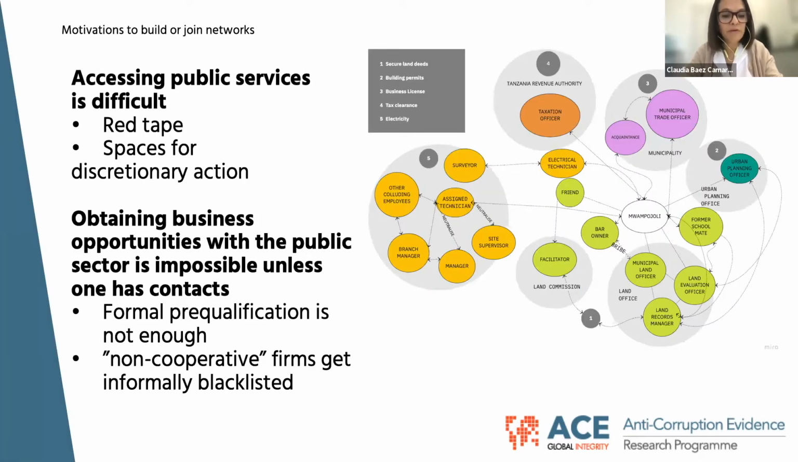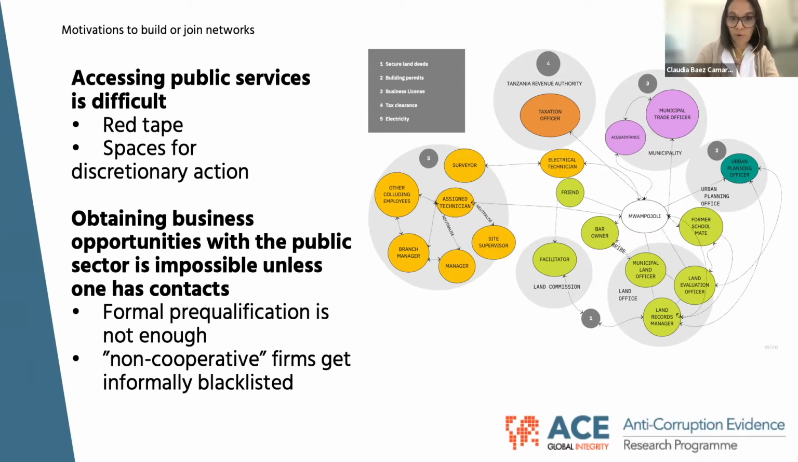So in sum, we found that from the perspective of private actors, citizens or business people, there are strong incentives to build or join informal networks. First, because accessing public services is difficult. Red tape, of course, plays a huge role here, but it's only the beginning, because we also found that complex procedures or vague regulations open the door for abusive officials to complicate matters, and therefore create an environment where those who are not wanting to give a bribe might not get what they want.